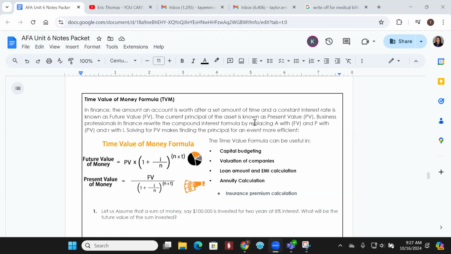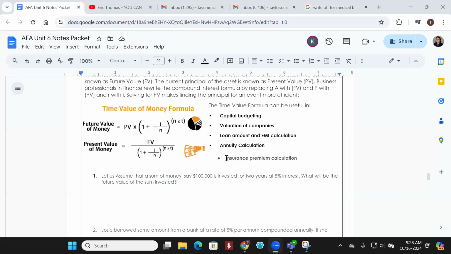Okay, so it's the exact same thing as compound interest. We've just changed the words a little bit. The time value formula can be useful in capital budgeting, valuation of companies, loan amount, annuity calculation, and insurance premium calculation. My brother uses this a lot with life insurance stuff.